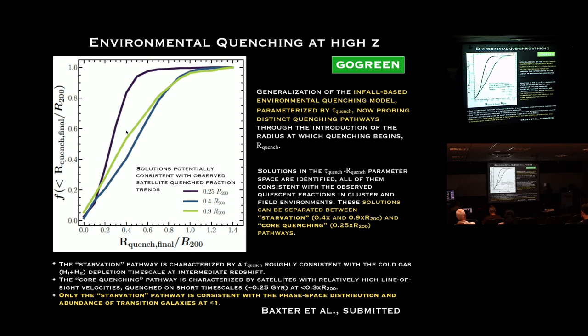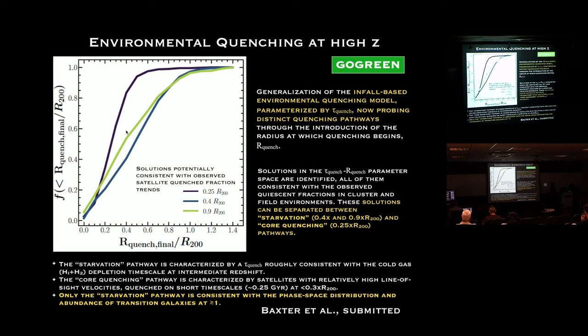One is called core quenching, which is the first one I mentioned. The other one is called starvation, right? That's slower. The galaxies take more time inside the cluster environment to quench, right? But only the starvation pathways are consistent with the observations, with this phase-space distribution and abundance of transition galaxies observed in the GOGREEN clusters. So even though galaxies can quench in different ways, there is one preferred way for the galaxies, right? And this is something interesting.